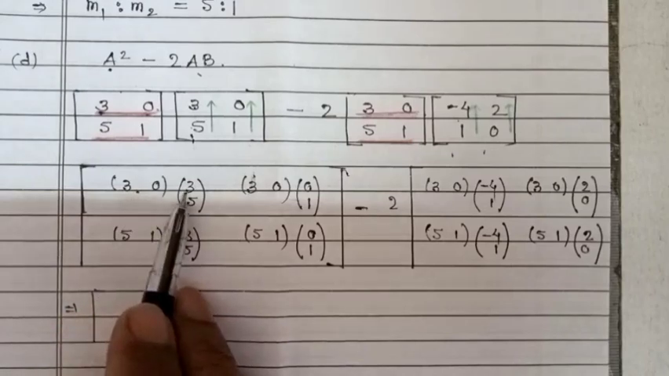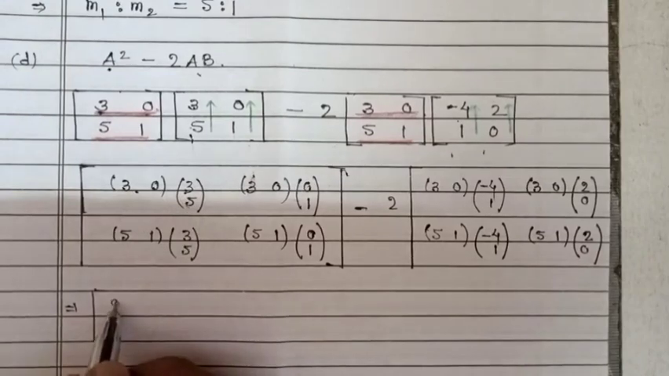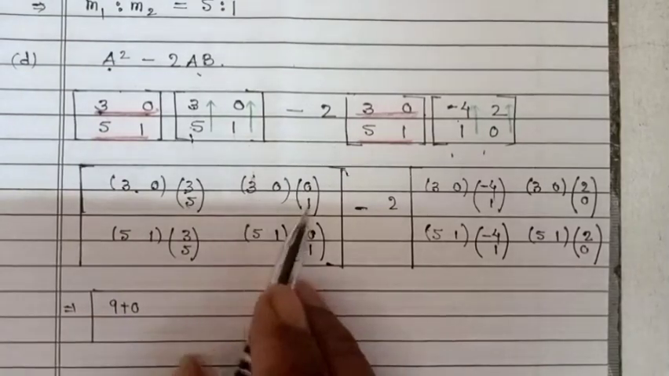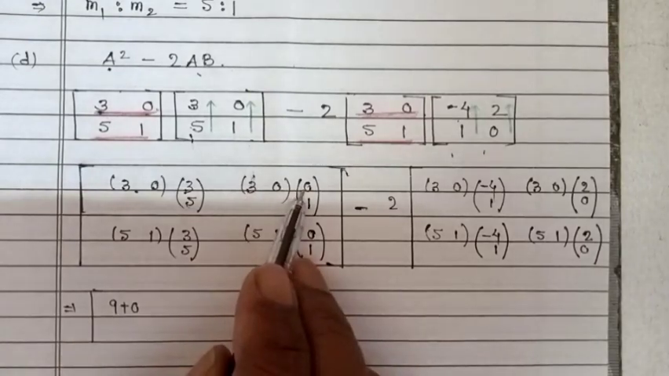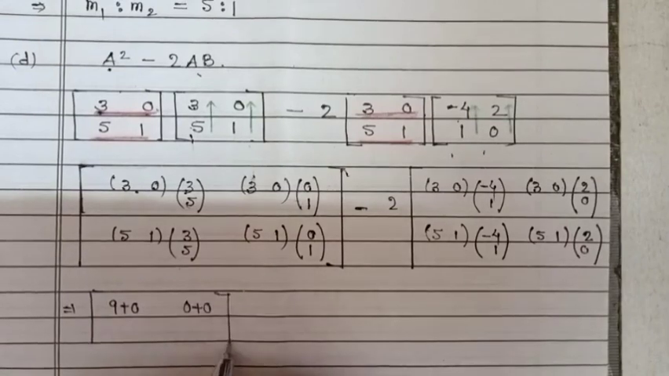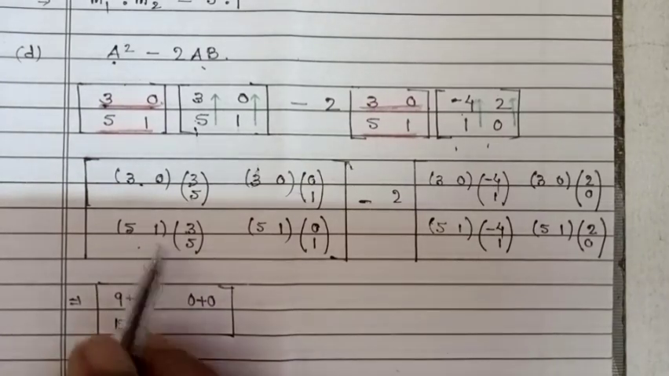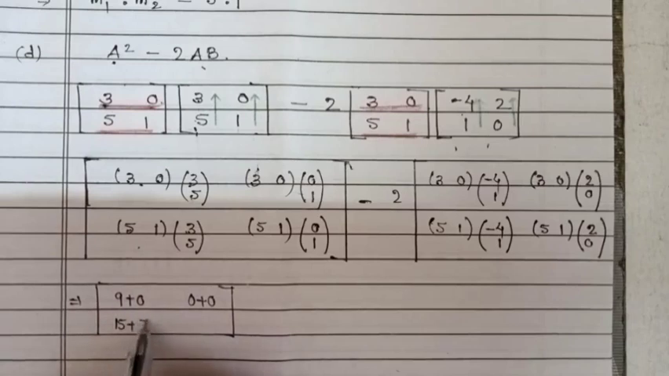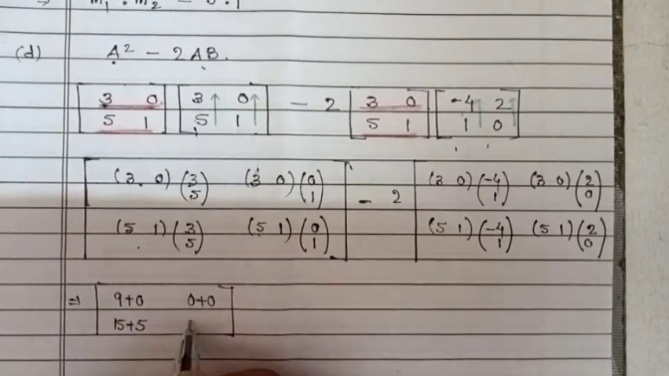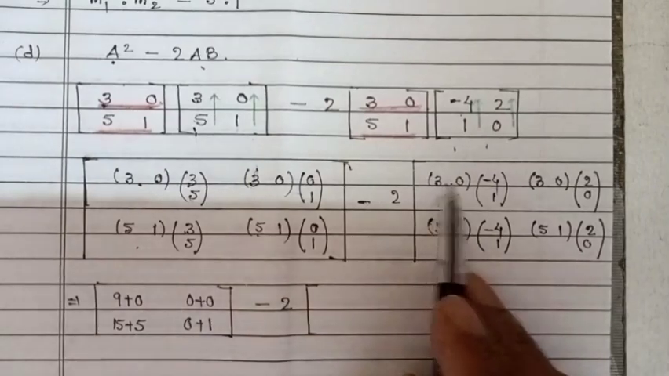Now 3 into 3, that is 9, and along with it you will get 0 into 5 is 0. So the first element will be 9 plus 0. Now the second element, 3 into 0 will give you 0. 1 into 0 will give you 0. So the second element will be 0 plus 0. Here 5 into 3, 15. And this will be 5 into 1, 5. So 15 plus 5. Now this one, 5 into 0 is 0. 1 into 1 is 1. Minus 2 times.